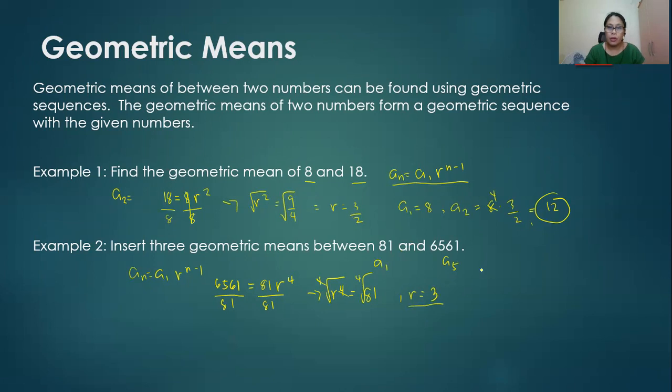So we can work on the 3 geometric means by solving for the first geometric mean a sub 2. We multiply the first term 81 by 3. So 81 times 3 is 243, while a sub 3 is 243 times 3, so we have 729. And then a sub 4 equals 729 times 3, 2187. So these are the 3 geometric means.